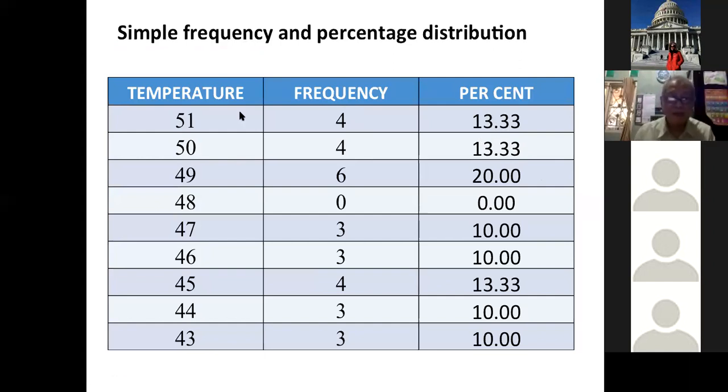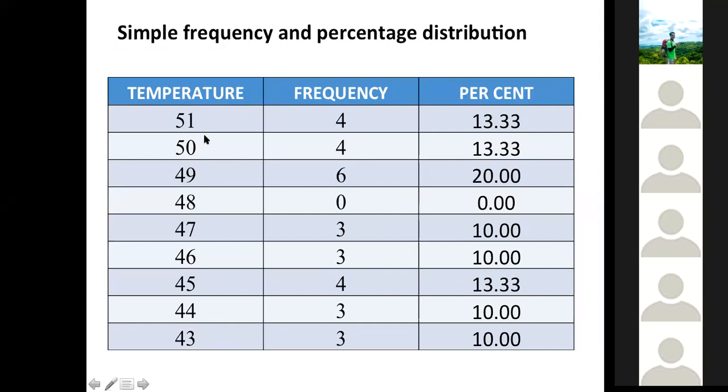But if the individual scores are too many, then the table will be very long. That is why we may want to convert it into group frequency and group percentage. This is what we call the simple frequency and percentage distribution, and then we can have the cumulative.